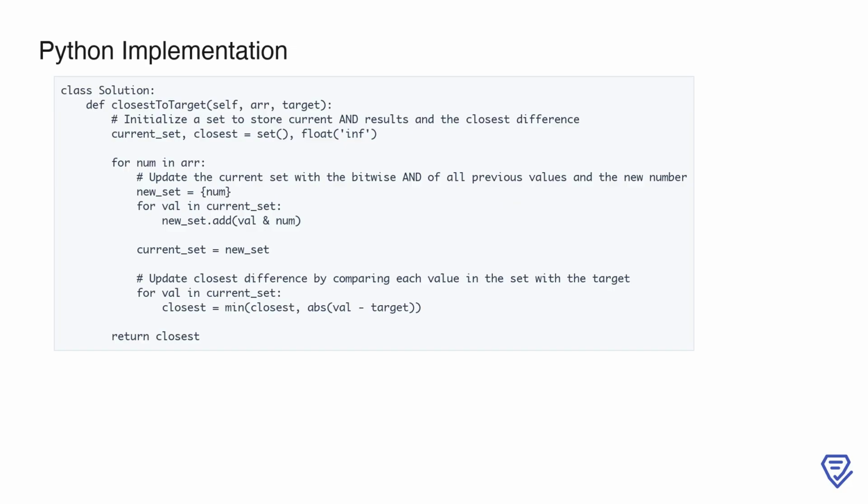Finally, the smallest difference, stored in closest, is returned as the result. This approach ensures that the solution is both correct and optimized for the constraints of the problem.